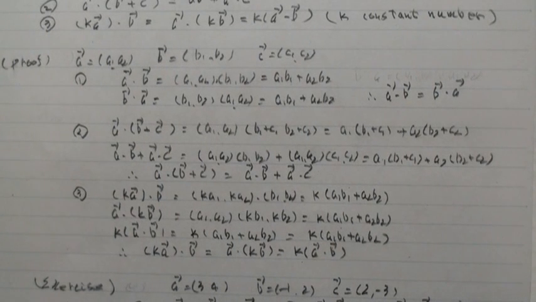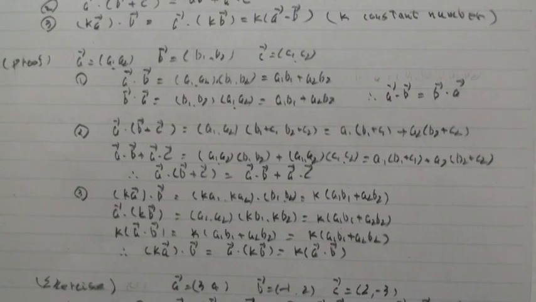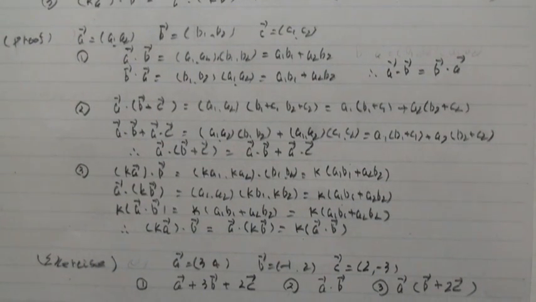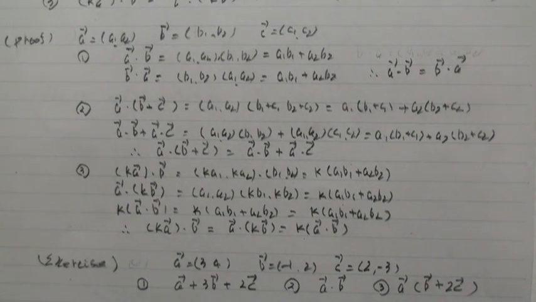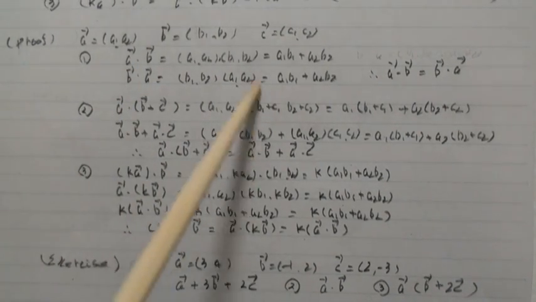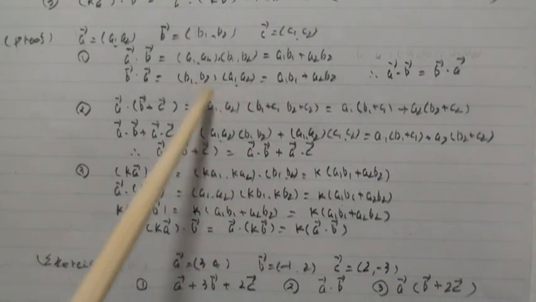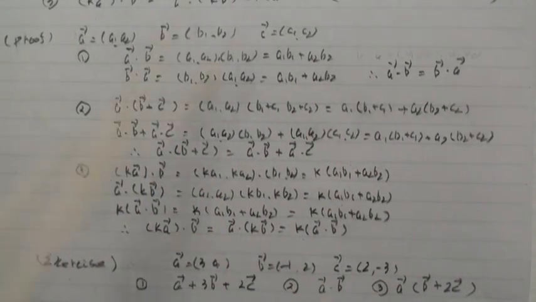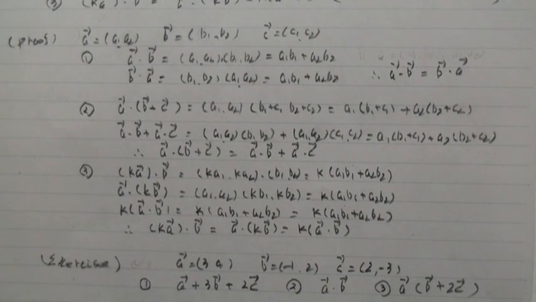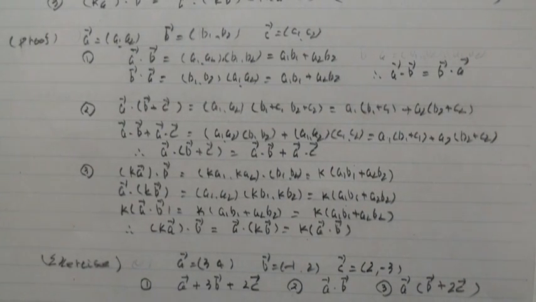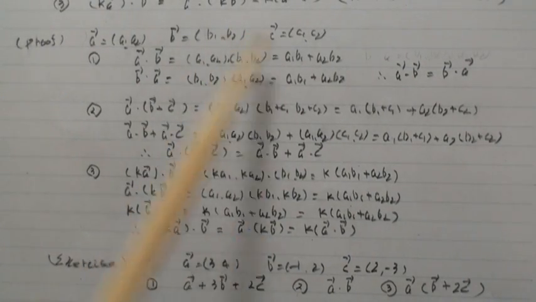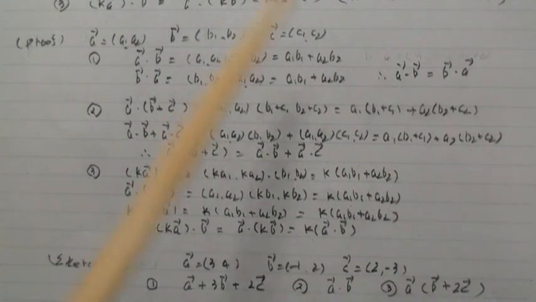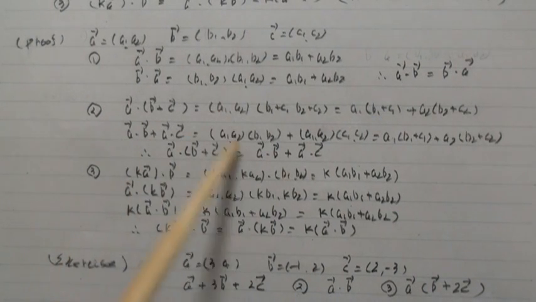Okay, and step 2: A·(B plus C) equals, and B plus C, this calculate. And this is okay. And A·B plus A·C equals, and this calculate, this is. Then this is equal.